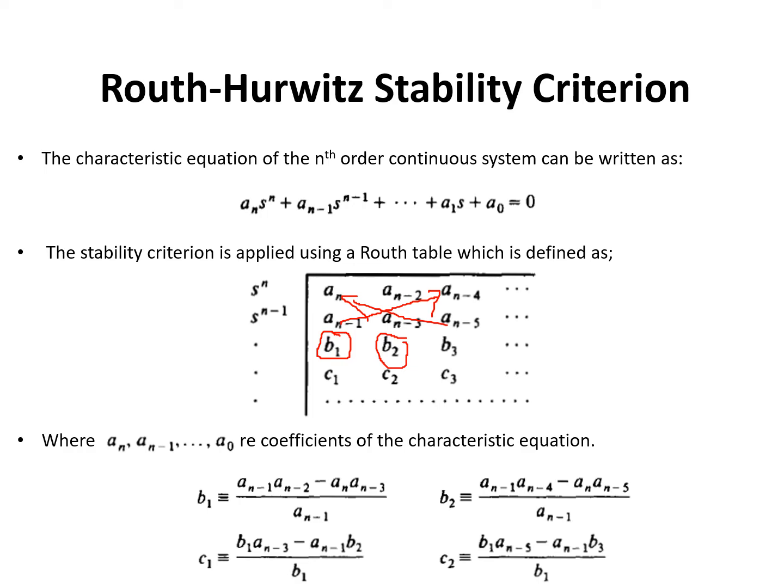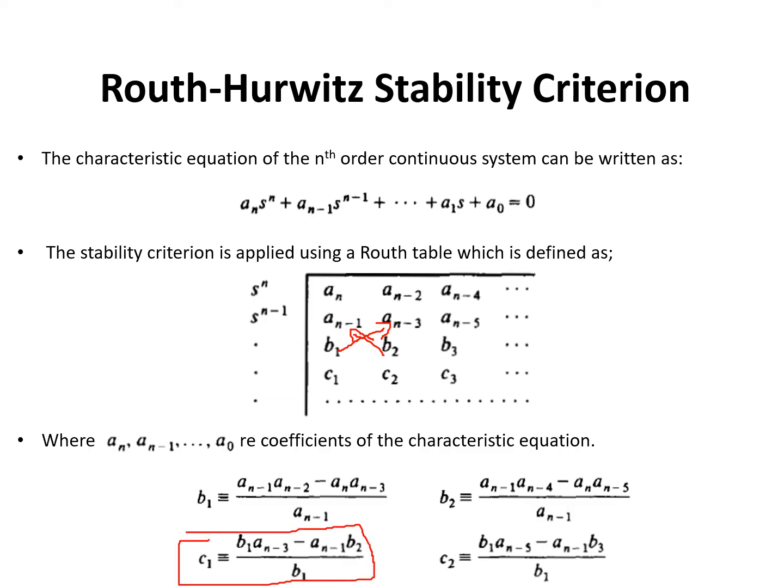Next, similarly, the same procedure is repeated if you have consecutive elements. So now the next row is constructed using the second row and third row elements following the same procedure. That is, now we will take b1 as our reference. So we will cross multiply b1 with a n minus 3, b2 with a n minus 1. Then we will divide that by b1, so that this gives us the value c1.